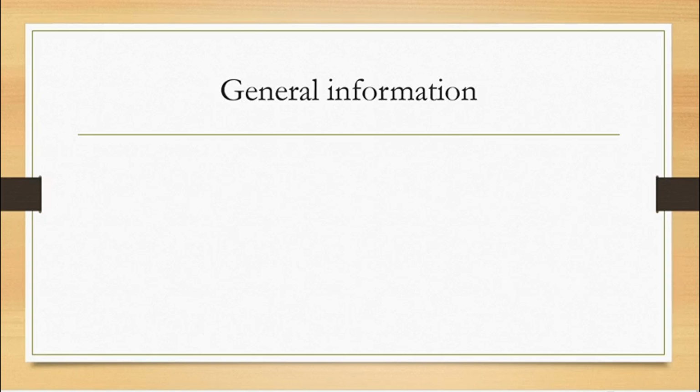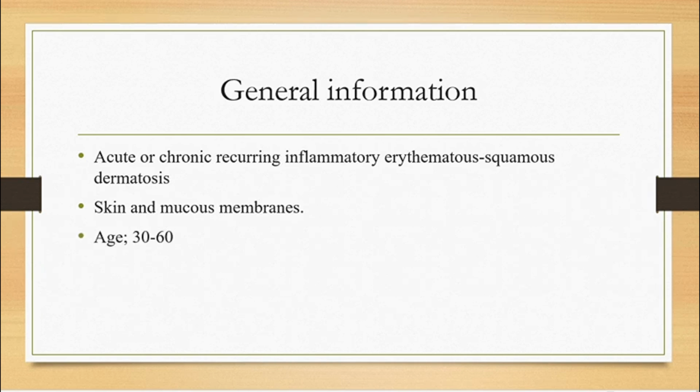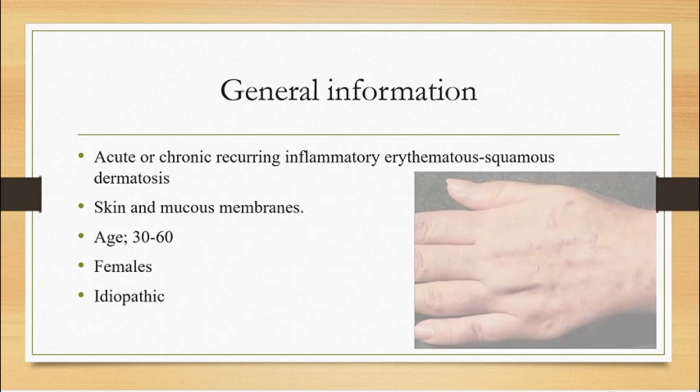Lichen planus is an acute or chronic recurring inflammatory erythematous dermatosis involving the skin and/or the mucous membranes. It occurs in people aged 30 to 60, is more common in females, and is idiopathic in most cases. This is what it looks like.